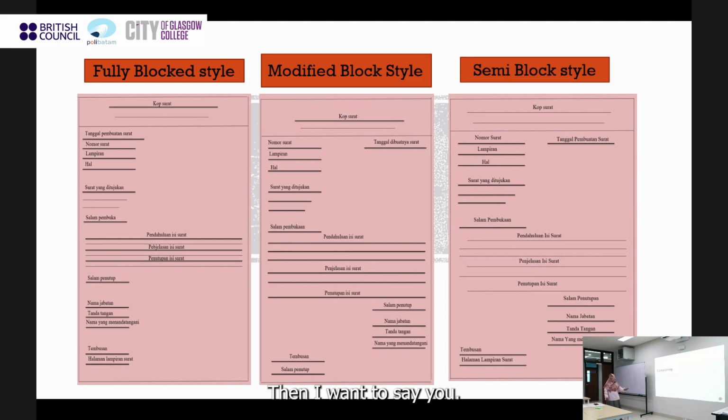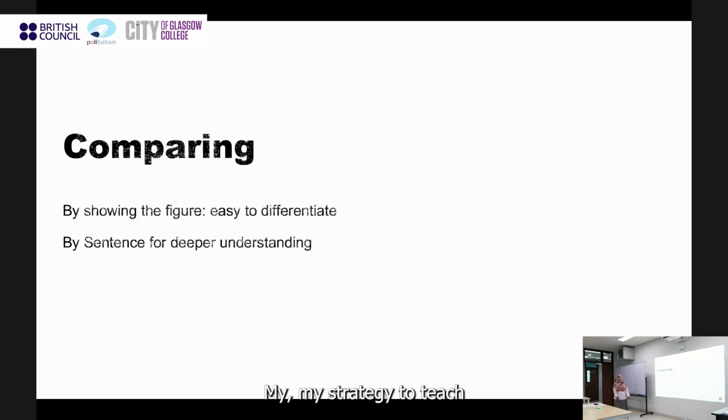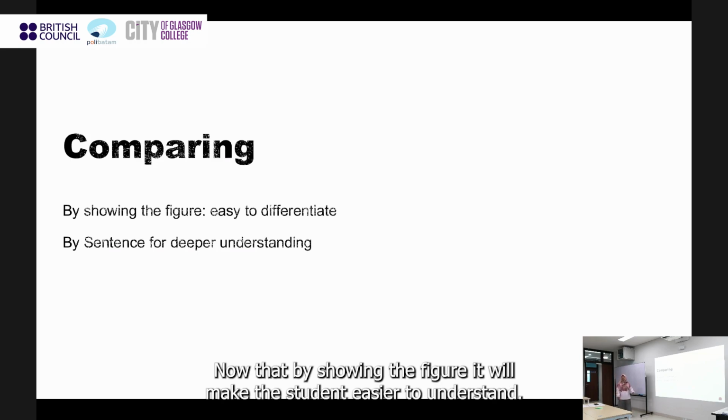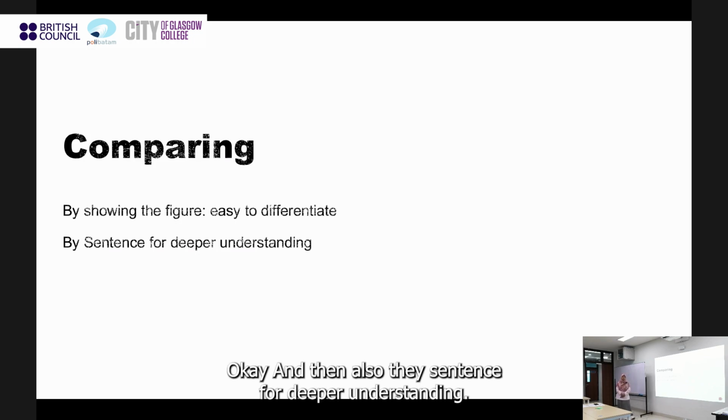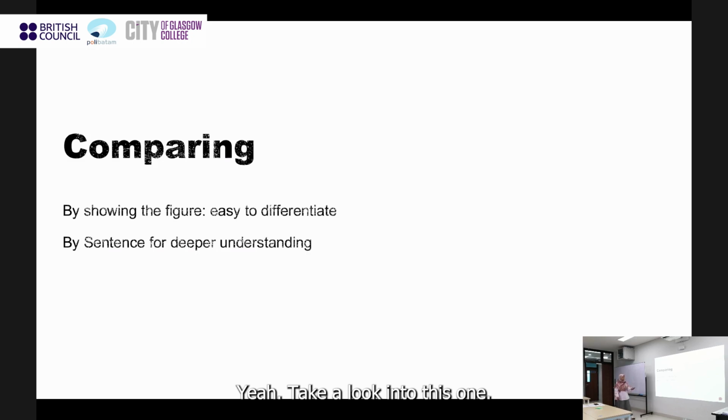Now I want to tell you my strategy to teach English. The first one is by comparing, as you saw just now. By showing the figure, it makes students understand more easily. We show the figure, we show the differences, and then they can guess what the differences of that layout are. Okay, and then also by sentence for deeper understanding. Take a look at this one.